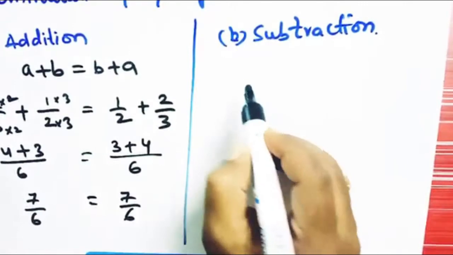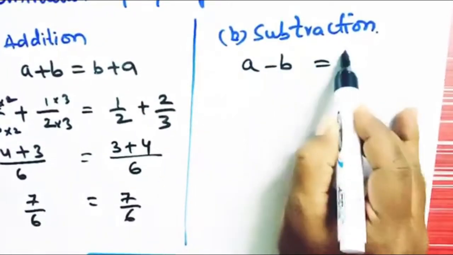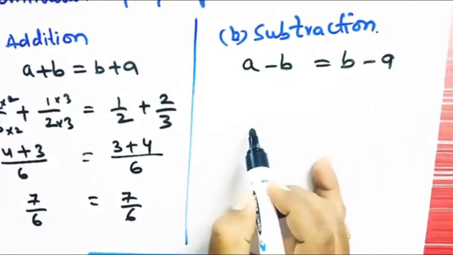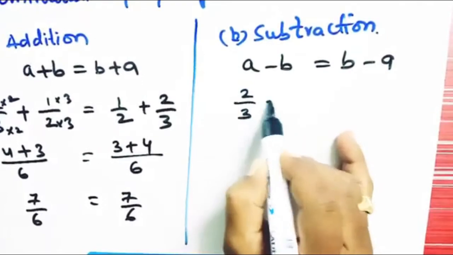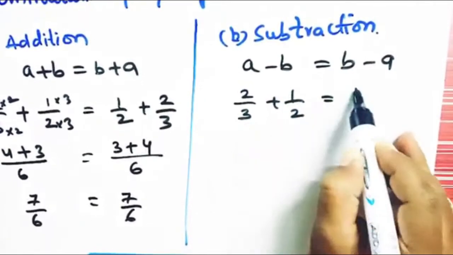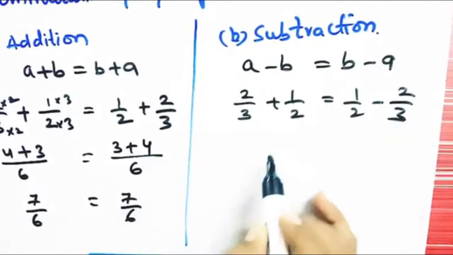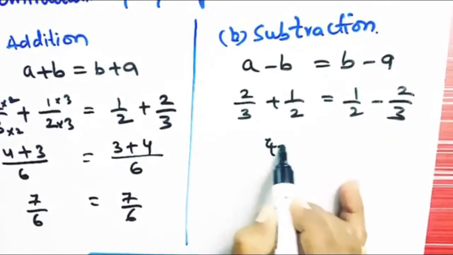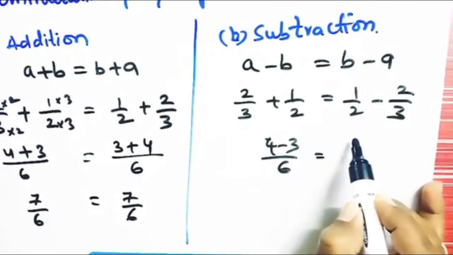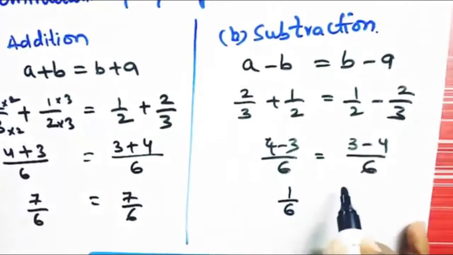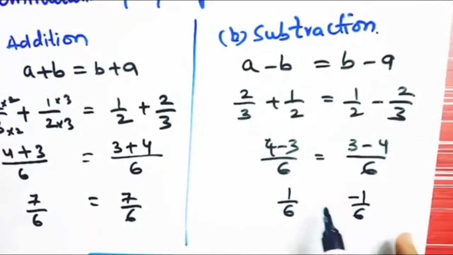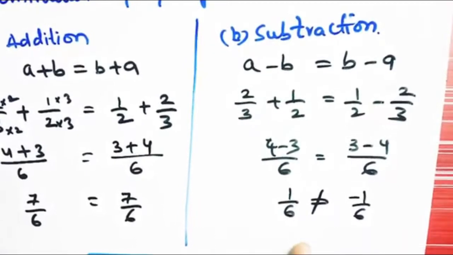Next we will go with the subtraction. So a minus b, which gives b minus a. Now we will check whether this condition is true or not for the commutative property. So take the same examples. I'm taking 2 by 3 minus 1 by 2, which gives 1 by 2 minus 2 by 3. Already we did the left side, and the answer you will get is 4 minus 3 by 6. Right side you will get 3 minus 4 by 6. From 4 minus 3 you will get 1 by 6, but when we are subtracting 3 minus 4 you will get minus 1 by 6, so that answer is not equal. So from this example we can conclude that subtraction is not commutative in the set of rational numbers.